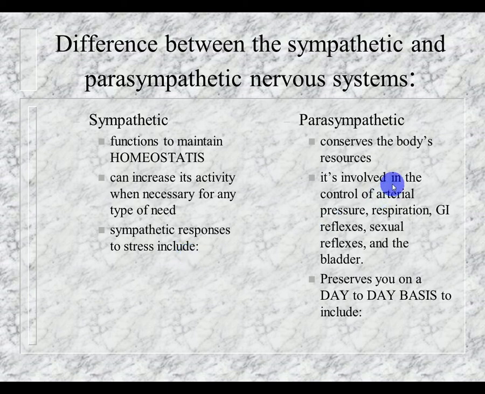The parasympathetic conserves the body's resources. This is our day-to-day control of things like respiration, GI, bladder, things that keep you going. You've got to eat every day: your feeding activities, your circulation, your elimination, all of those are included.